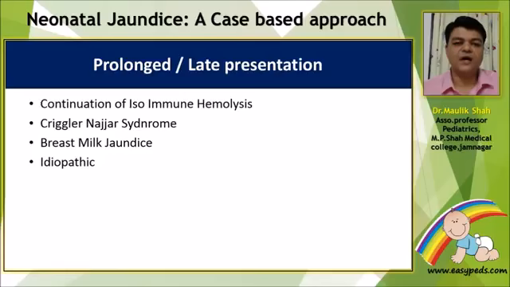Usually the causes are continuation of an isoimmunization, Crigler-Najjar syndrome, breast milk jaundice, usually the late variety, and idiopathic jaundice.